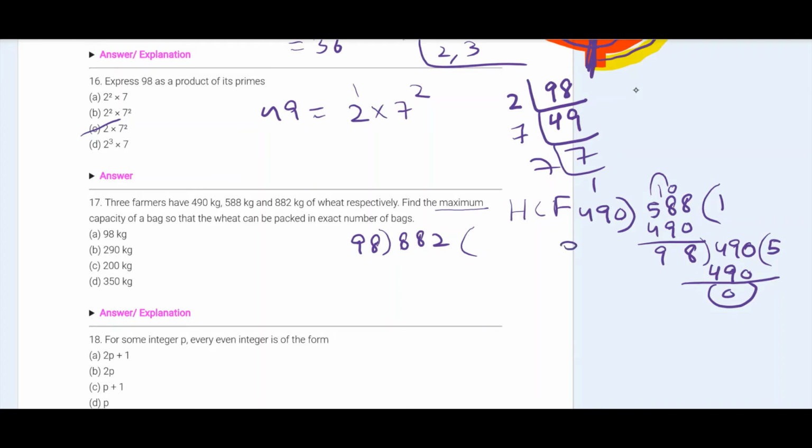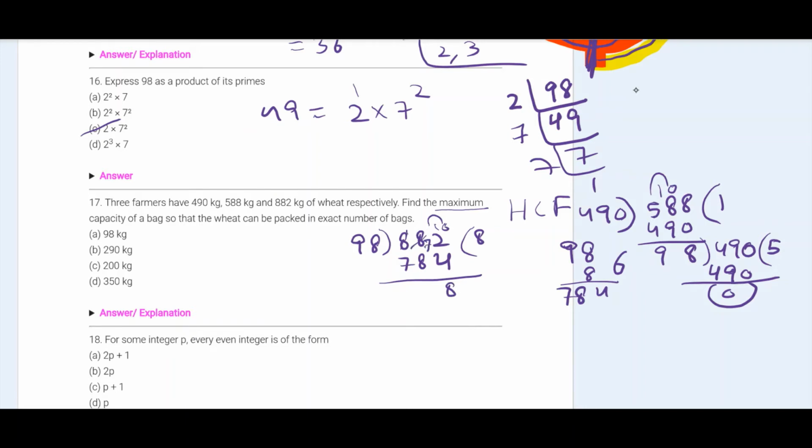So 98 into, go for 8 times, because 98 into 10 is 980, 8 times 8 is 64, 6 carry, 784. So 98 into 8 times will give you 784. The remainder will be 8.